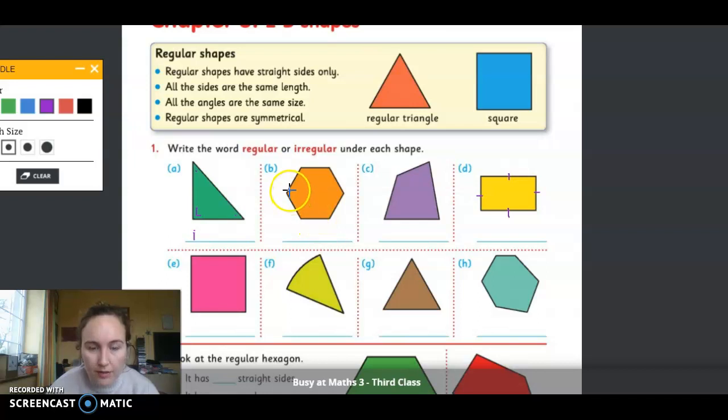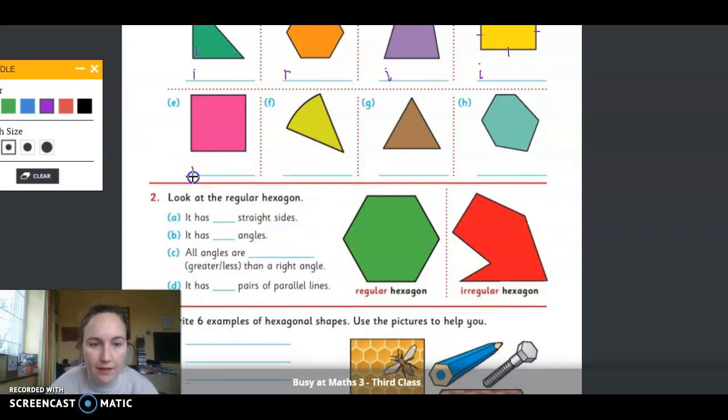Okay, and this is a hexagon, 6 sides, and it's regular because they're all the same. This is definitely an irregular shape because they are all different lengths. The rectangle I said is irregular because it's 2 long sides, 2 short sides. Your square is a perfect regular shape. This triangle is irregular. It has a curved line here. But this triangle is a perfect regular shape with all sides the same. And this shape here is irregular because these are longer than these. Okay.